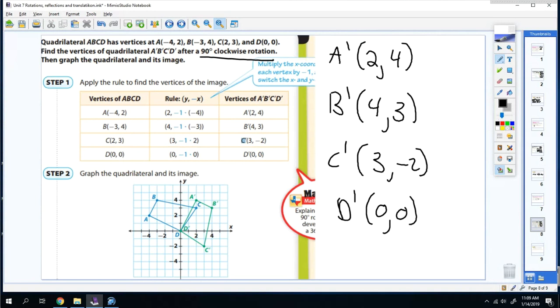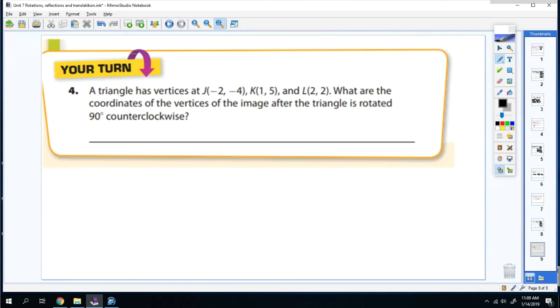Because if you have a point on the origin and you do a rotation, it does not change because you're rotating it about the origin. Okay, now you try one. A triangle has vertices J, K, L, and what are the coordinates of the vertices after the image is rotated 90 degrees counterclockwise? So that means you're going to have to multiply the y by negative 1 and then switch the coordinates.